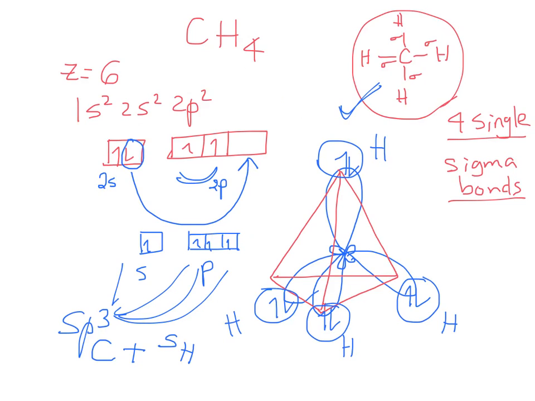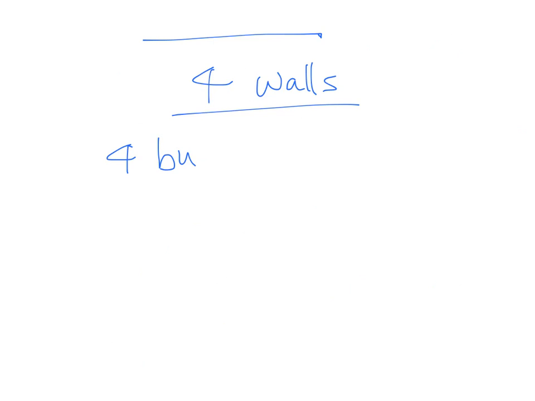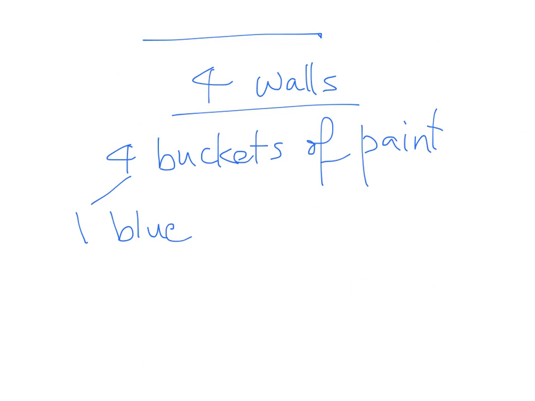Now, physically, what does this mean? Because really hybridization is a very abstract concept. But what does it actually mean? Consider a situation where you have a room which has 4 walls, and you're given 4 buckets of paint. One is, let's say, blue, and there are 3 that are red.